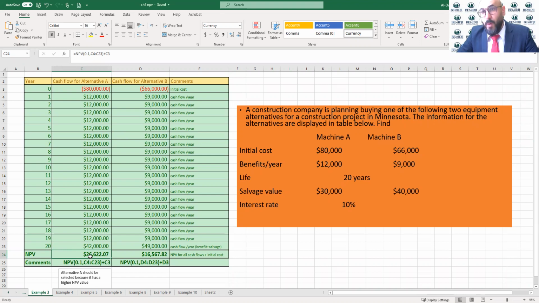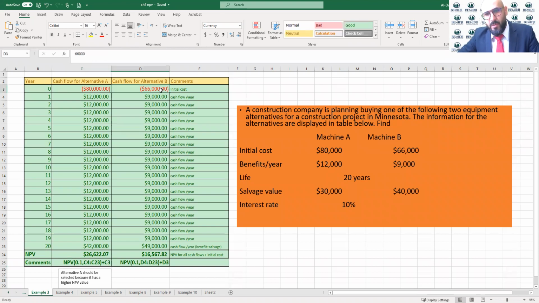And now we are ready to apply the net present value. We applied the NPV function at 10%, selected the cells from 1 to 20, and then added year 0 to find out the net present value for machine A would be positive 26,000. Be careful, it's a positive 26,000, which means that alternative is making money for the company. Now we're going to do the same thing for alternative B, starting with the initial cost of negative 66,000.